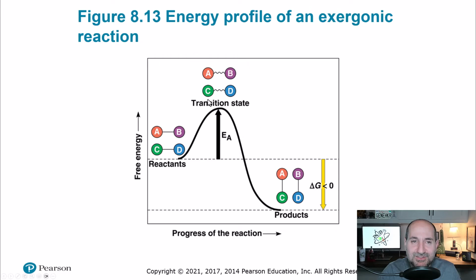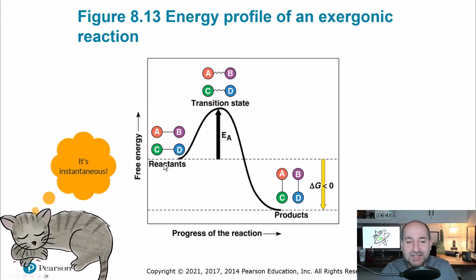So think about it this way. The bigger the speed bump, the bigger the activation energy, the slower the reaction. And the lower the speed bump, the lower the activation energy, the faster the reaction. So let me ask you this. If the activation energy was very tiny, almost indistinguishable, like a negligible, tiny little speed bump, what would that tell you about the reaction?